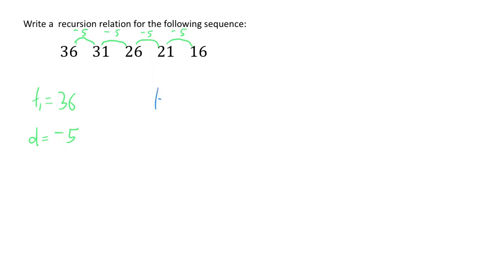I'm going to start off by declaring the first number. So T1 = 36, and then Tn+1, the next term in the sequence, is equal to Tn, the current term, minus 5. So my recurrence relation is T1 = 36, Tn+1 = Tn - 5. The next term in the sequence is equal to the current term minus 5. So there were a couple of examples of how we can use recursion relations with arithmetic sequences.